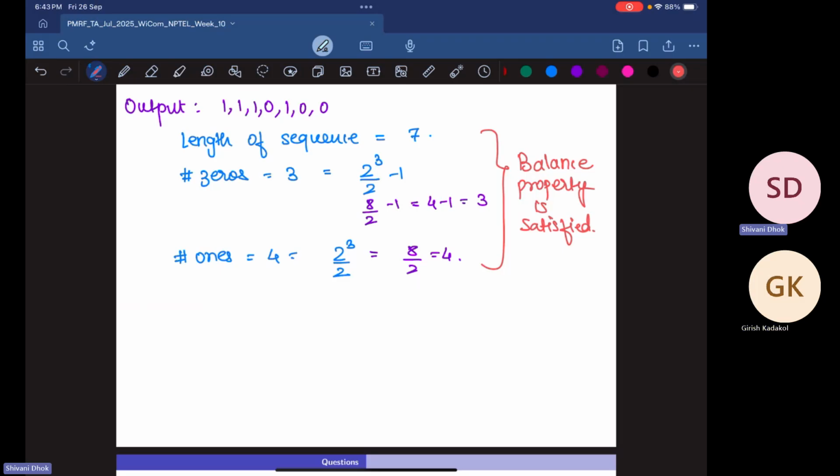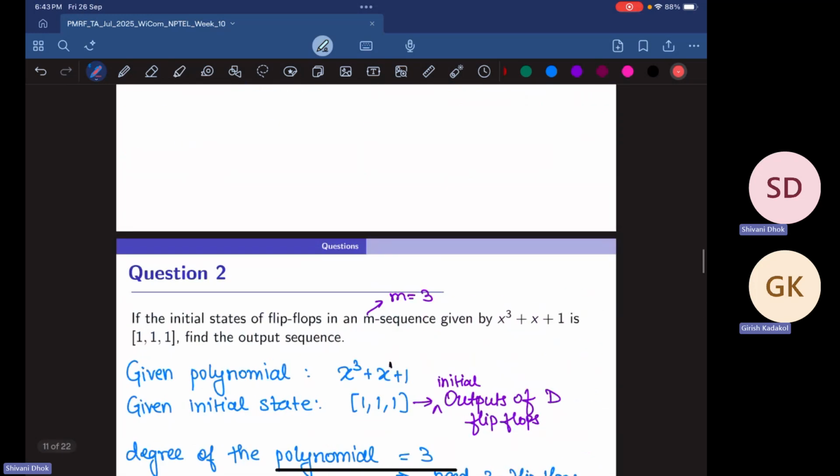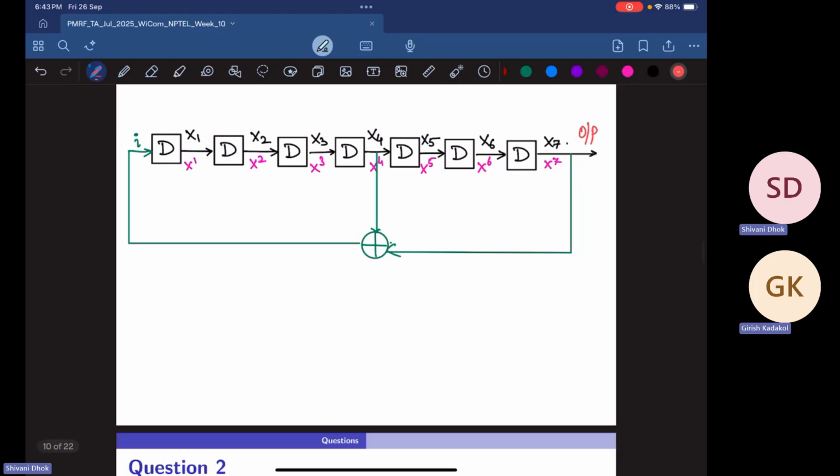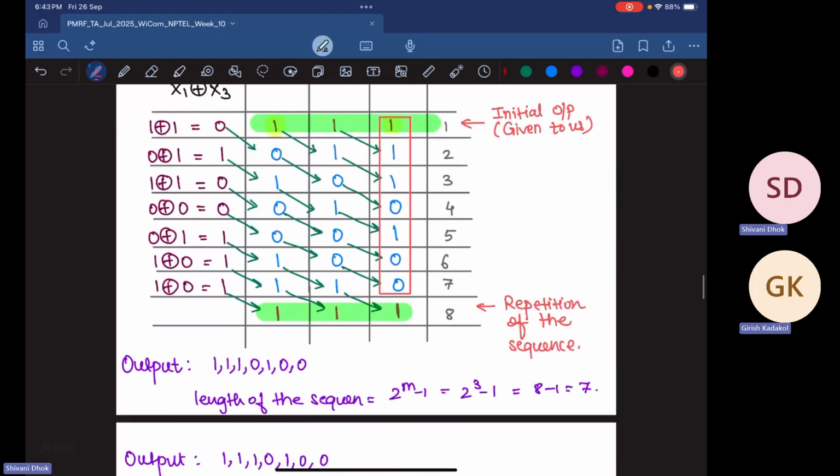Excuse me, ma'am. Ma'am, you took that 8 clock cycles, na? The second question. So you have taken 8 clock cycles because of 2 raised to 3 that you have considered, or m is equal to 3 is there, na? x cube is there, na? 2 raised to 3 because of 2 into 2 into 2. Because of that only you have considered 8 clock cycles or what? I did not get it myself.